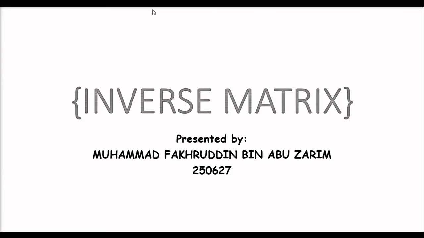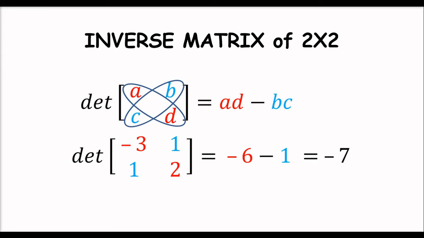Alright, for today's topic, I will present about the inverse matrix. There are two types of inverse matrix. The first one is the inverse matrix of 2 by 2 and the second one is the inverse matrix of 3 by 3. First type is the inverse matrix of 2 by 2. For the inverse matrix of 2 by 2, there are two steps. The first one is you need to find the determinant.